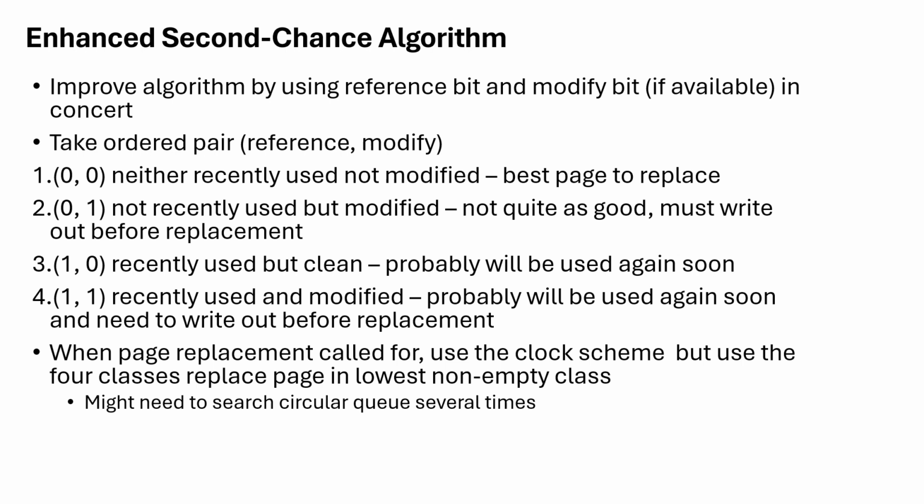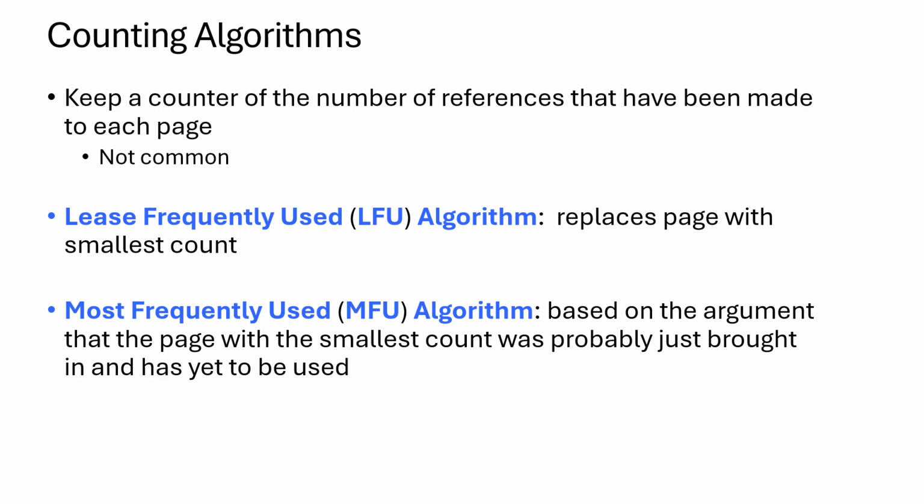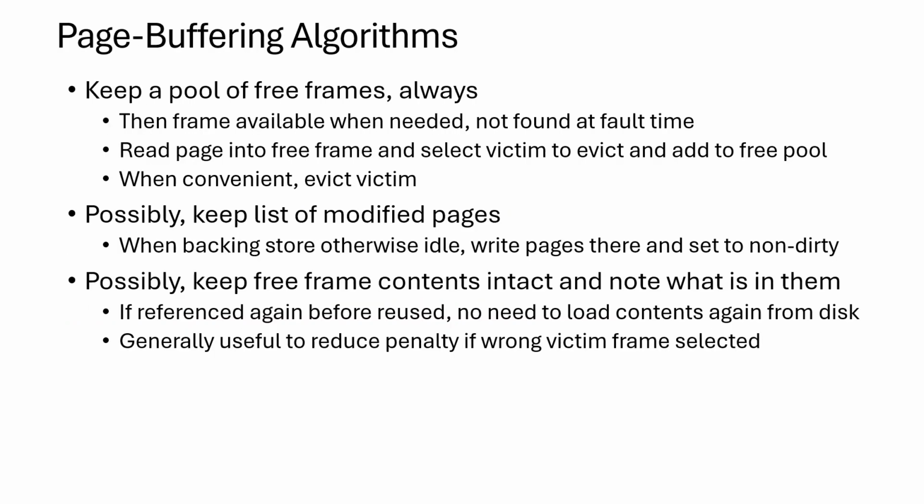Then the enhanced second chance algorithm. Improve this algorithm by using the reference bit and the modify bit. Take the ordered pairs (0,0), (0,1), (1,0), (1,1). (0,0) is neither recently used nor modified. Then (0,1) is not recently used but modified. (1,0) is recently used but not modified. (1,1) is both recently used and modified. Then counting algorithms: we can go for the LFU and MFU algorithms.